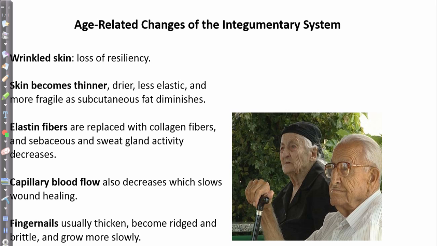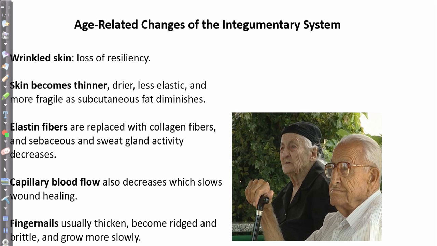I just want to mention some age-related changes we associate here with the integumentary system. As we age, these will probably be pretty obvious to you. The skin will become wrinkled because it's going to lose some resiliency. Some of those elastic and collagen fibers are simply not going to be regenerated at the same rate, and therefore there's going to be some wrinkled skin. The skin becomes thinner and drier and less elastic.